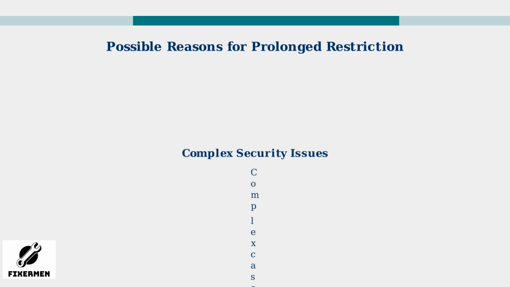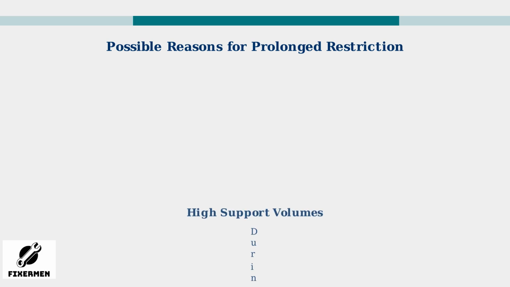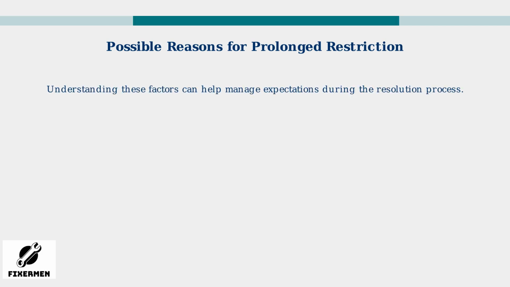Another factor is complex security issues. Some cases involve sophisticated threats, unusual transaction patterns, or connections to multiple accounts. Cash App's security team requires additional time to thoroughly analyze these situations and implement appropriate safeguards. Finally, high support volumes can cause delays. When many users contact support simultaneously, it creates backlogs. Each case is reviewed carefully, but the sheer volume can extend wait times. Understanding these reasons can help you manage your expectations while Cash App works to resolve your restriction.